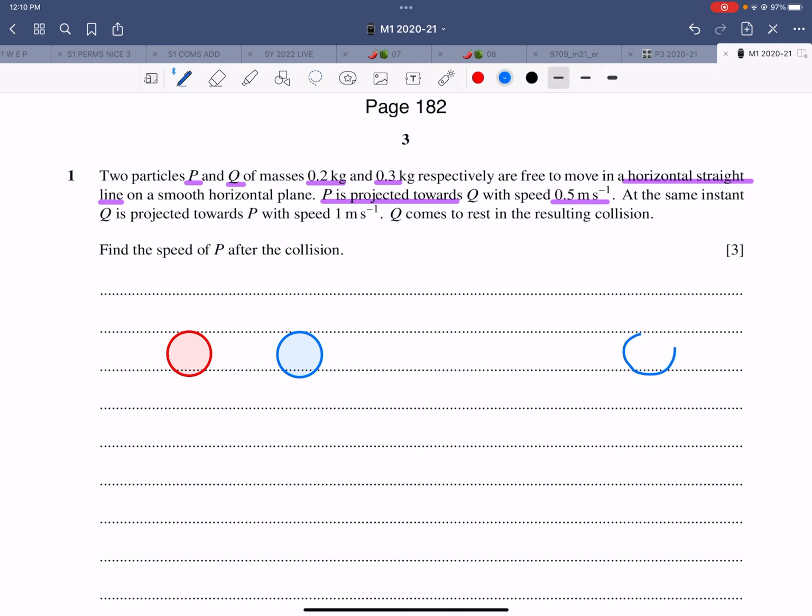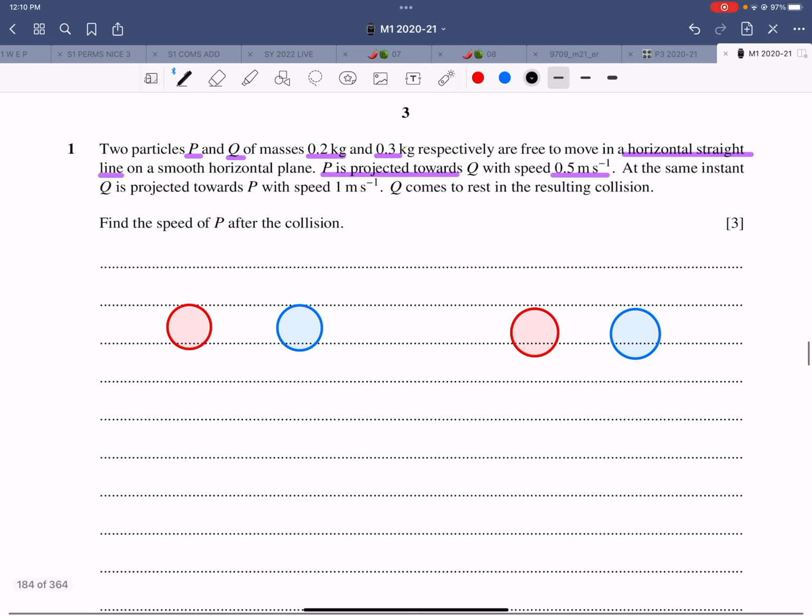So let me draw it again over here. One more particle and another particle. Now we all know that drawing a diagram is not necessary, but naturally it's useful. So this is particle P, this is particle Q, this is particle P, this is particle Q. And then it says P is projected towards Q, so it's going towards Q with a speed of 0.5 meter per second.